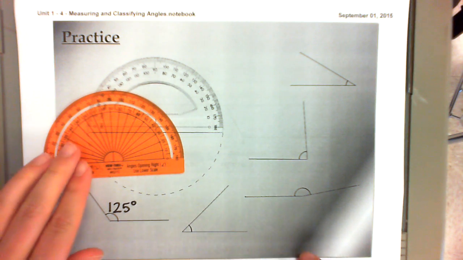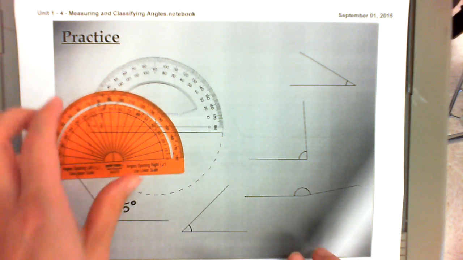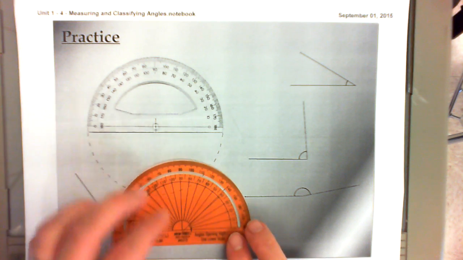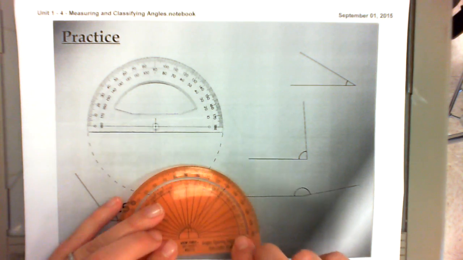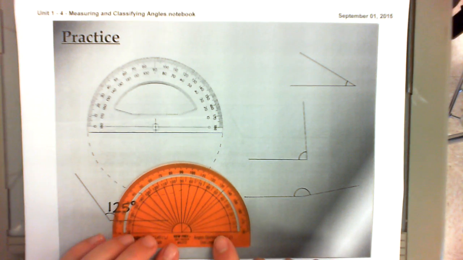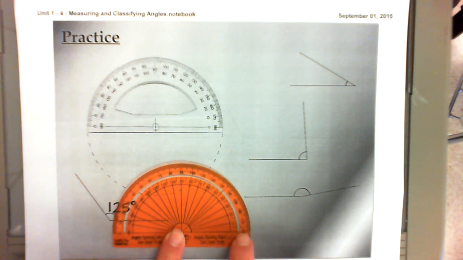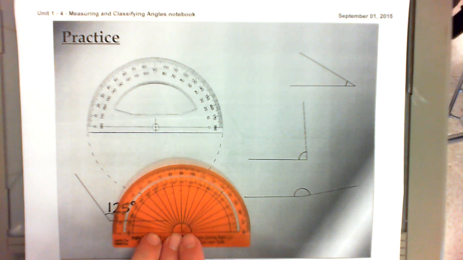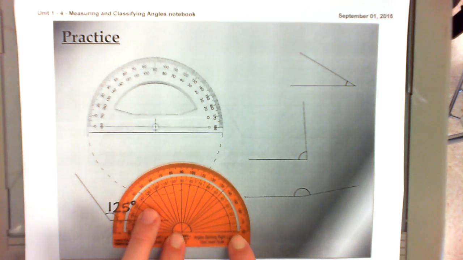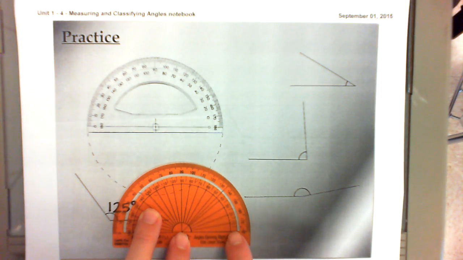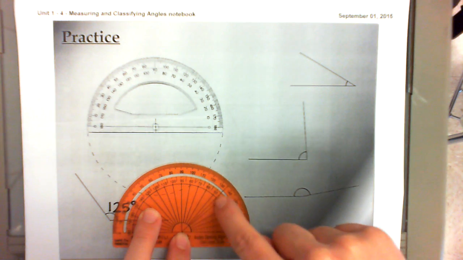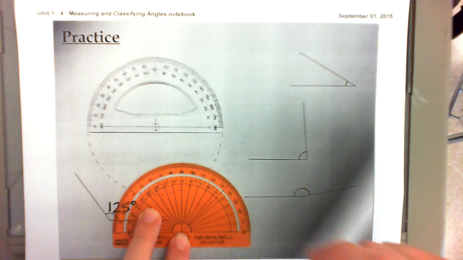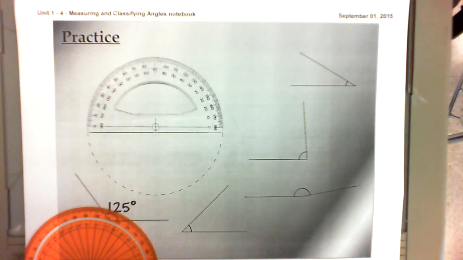I'll show you an acute angle. This one is an acute angle. I'm going to take my vertex, this is my vertex, and line it up with that T. And I'm going to make sure that the bottom line on the protractor lines up with the ray. And then I'm looking from 0, I'm counting up 10, 20, 30, 40. Here's the other ray coming through at approximately 45 degrees.